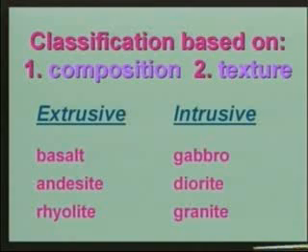What's the difference? Texture. Extrusive and intrusive. If it's intrusive, it stays inside the earth. It's insulated, it cools slower. So it gets big crystals. So granite and gabbro are different compositionally, but they have the same, what? Big crystal size. They're both phaneritic.